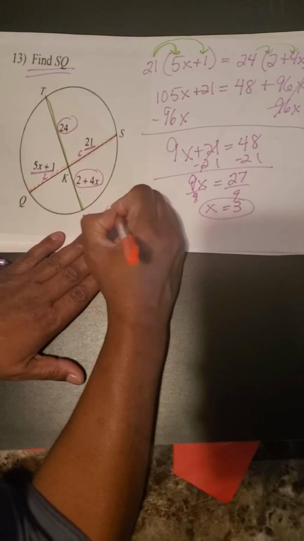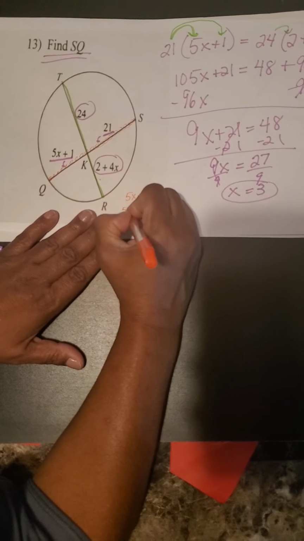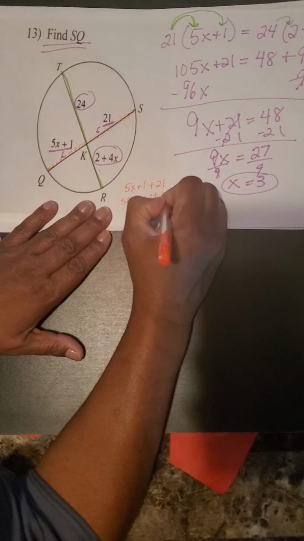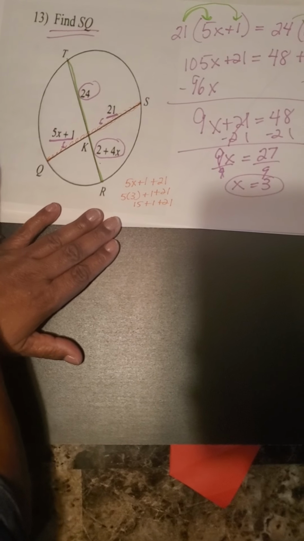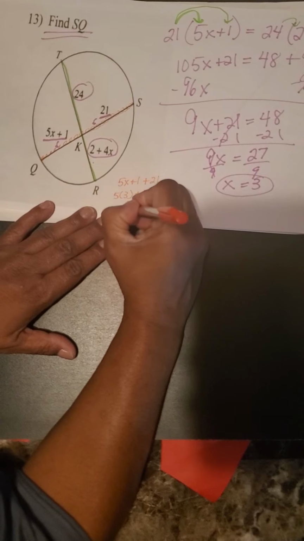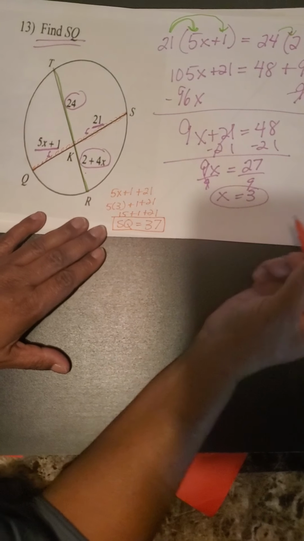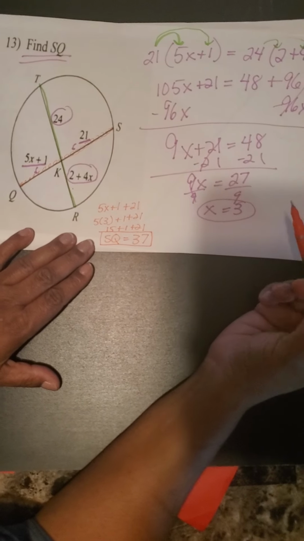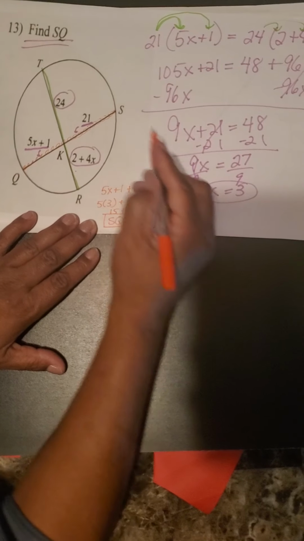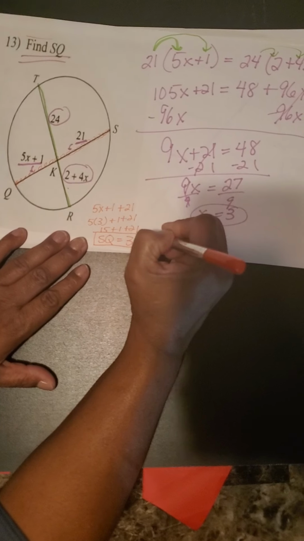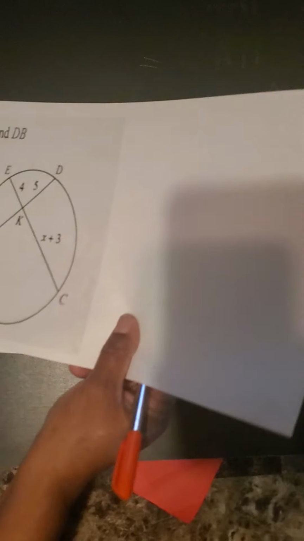So we have 5x plus 1 plus 21. Plug in 3. 5 times 3 plus 1 plus 21. That's 15 plus 1 plus 21. Add it all up. SQ is equal to 37. This is your final answer. Make sure that you know whether to solve for X or SQ. If they ask for SQ, you know you have to plug back in. Now, our last example. And I hope this helps.